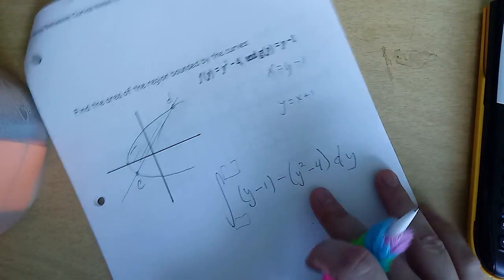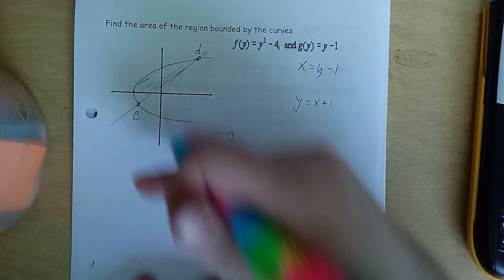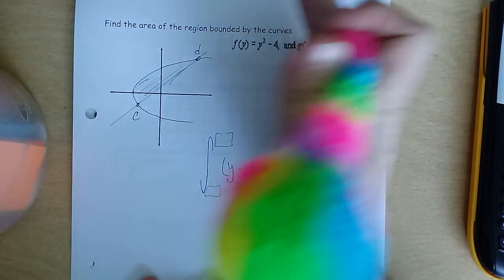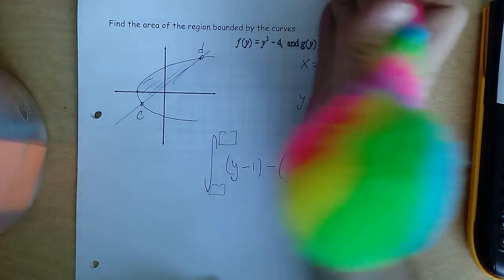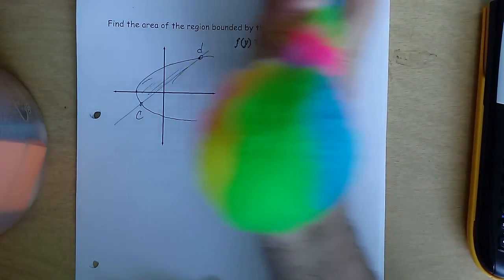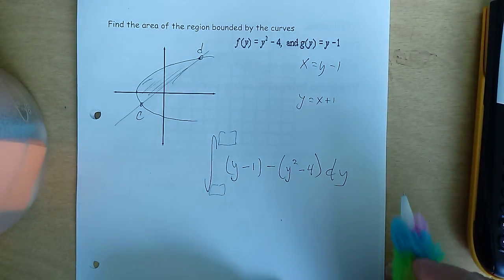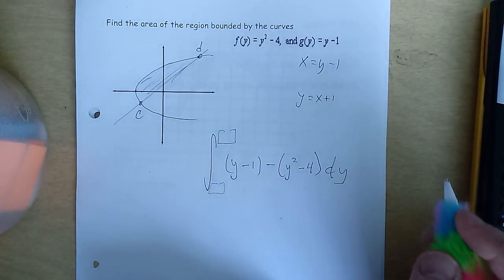But now we're going from low to high. We want to go, which one's farther to the right? That's like our top, since we're dealing with y value stuff. So we would do farther to the right minus farther to the left. If you do it backwards, you'll see you get a negative answer.